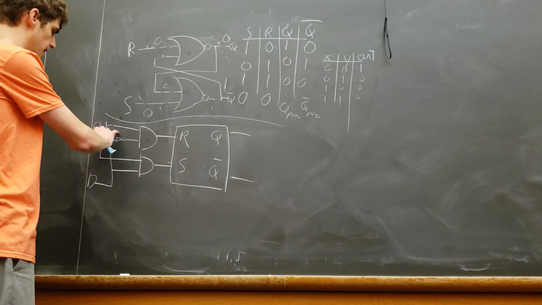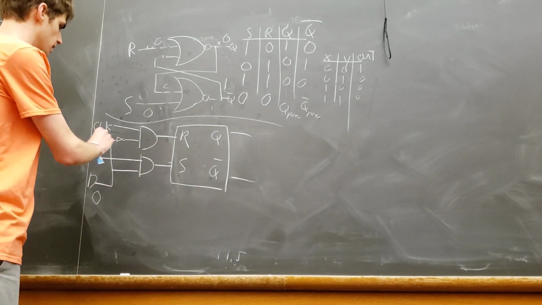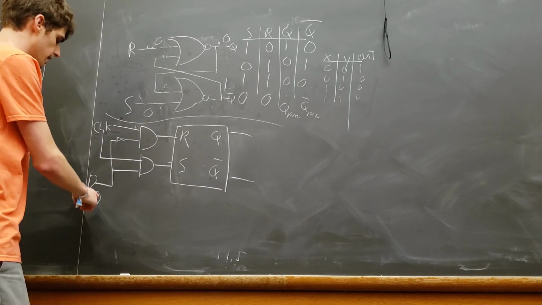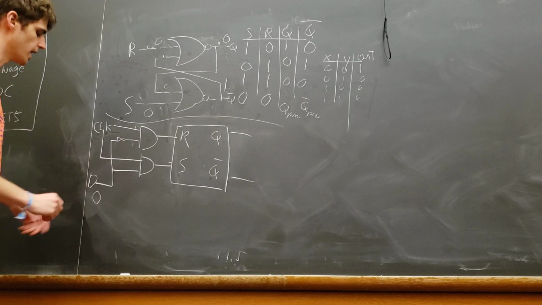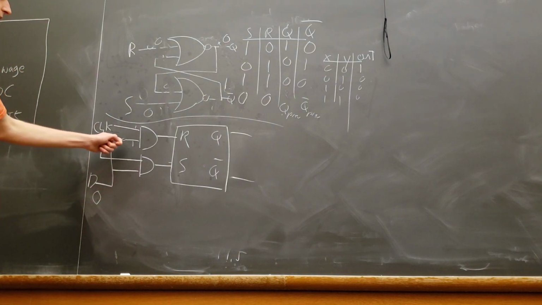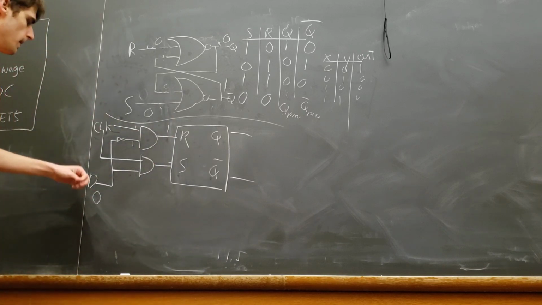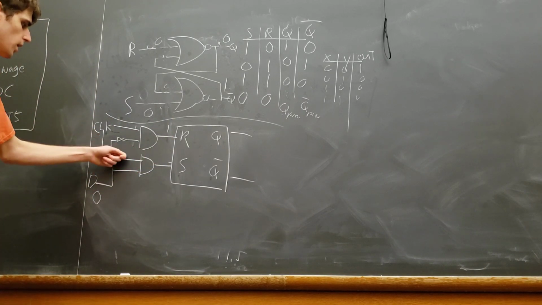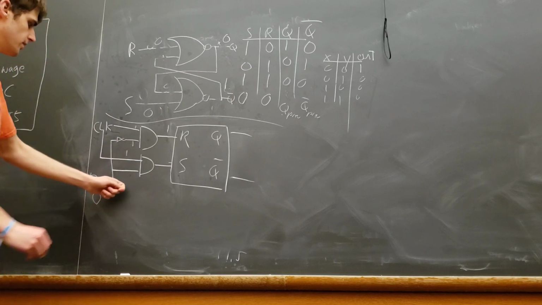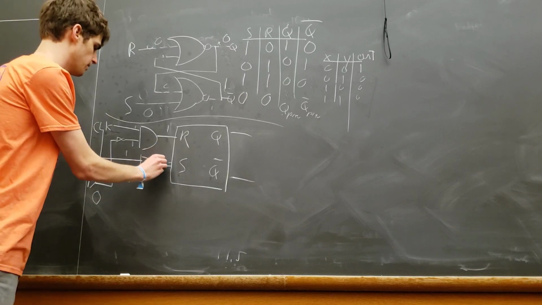So this is 1, and let's say that data is 0. If data is 0 and clock is 1, this is going to be 1. Now, this D is going to be 1 because it goes through a NOT gate, so this 0 turns to a 1. So this is 1, which makes R 1. And for S, clock is 1 and data is 0, which makes this 0.